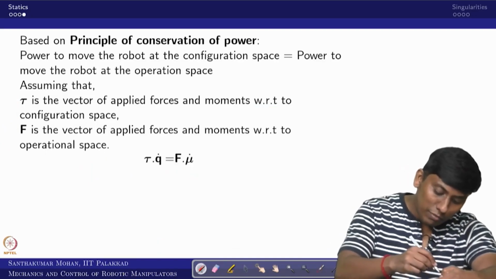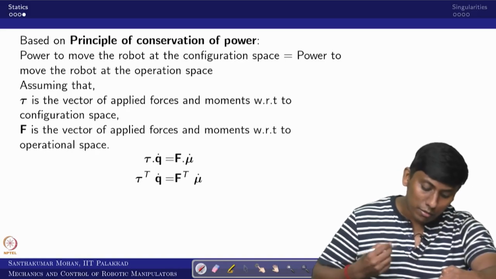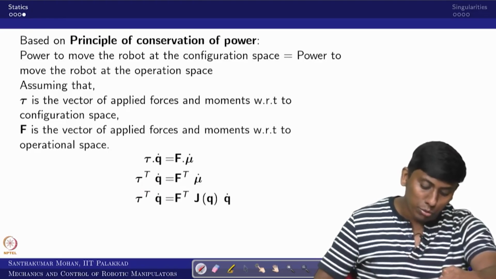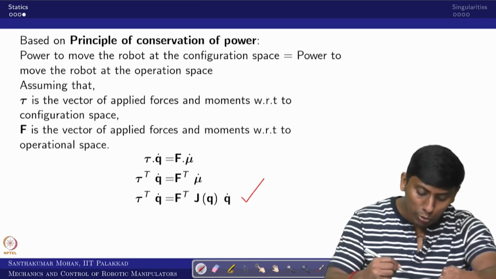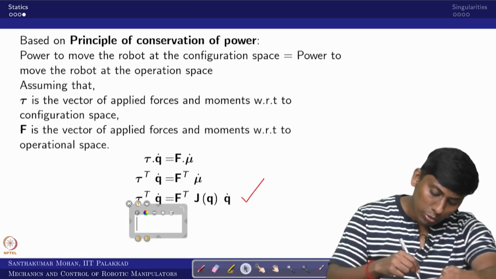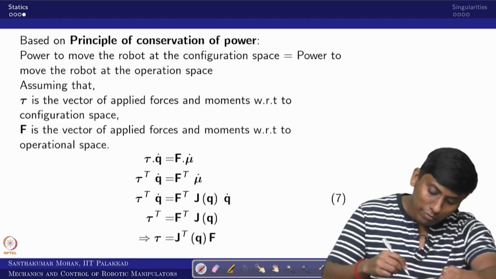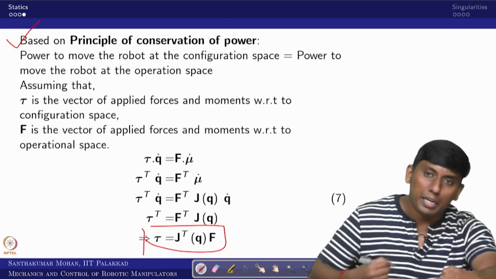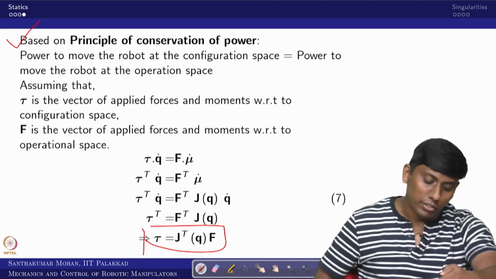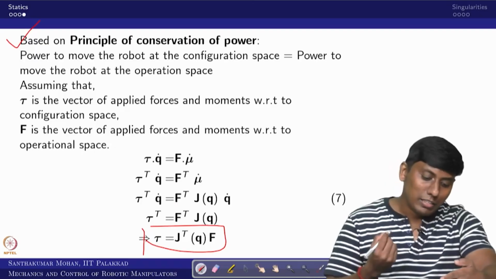Now this relation we know, and again we can use the dot product as vector basis. You know mu dot already, it is j of q into q dot, from the forward differential kinematics, and you substitute it. Finally you will get the same relation. So this is the other way of finding it, but we always use the principle of virtual work. This is conservation of power. Both give the same relation, and we can use it.